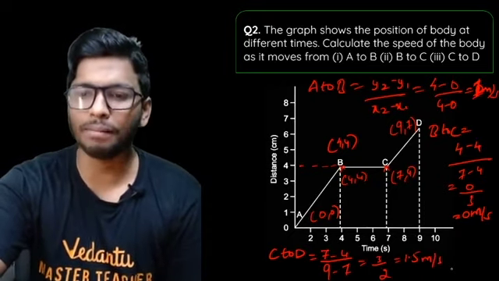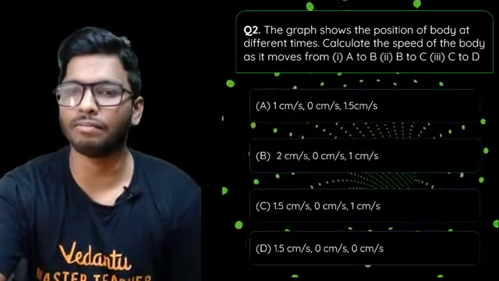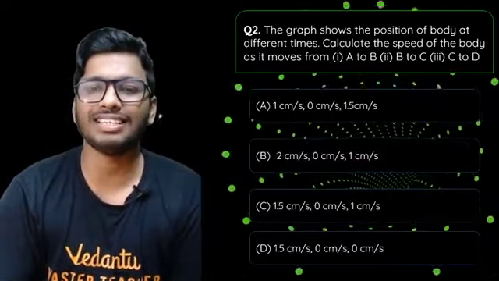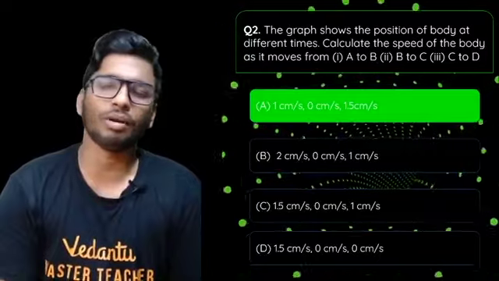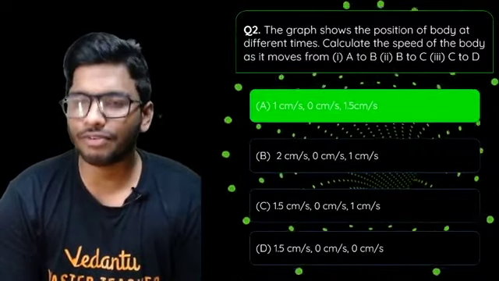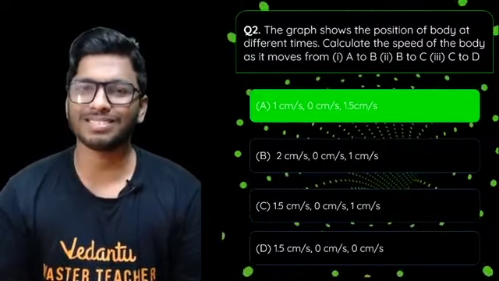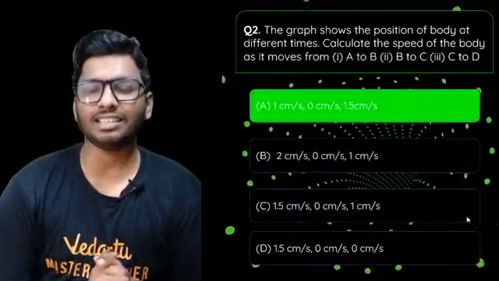So the answer is 1 meter per second, 0 meter per second, and 1.5 meter per second, which is option number A. So the answer to this question is option A, guys, which is 1 meter per second, 0 meter per second, and 1.5 meter per second. Simple as that. All right, guys, so that is the answer for this one.